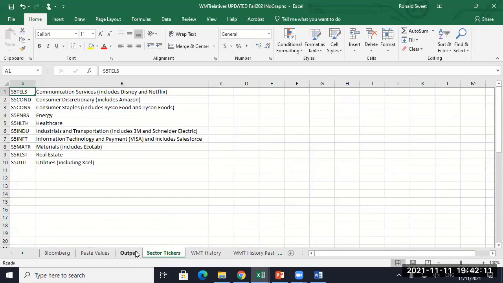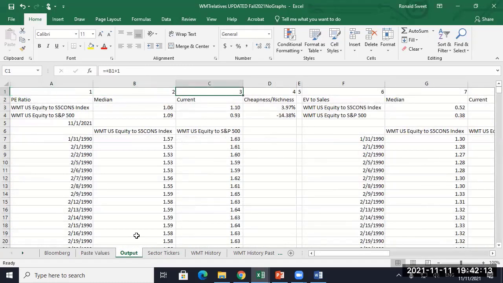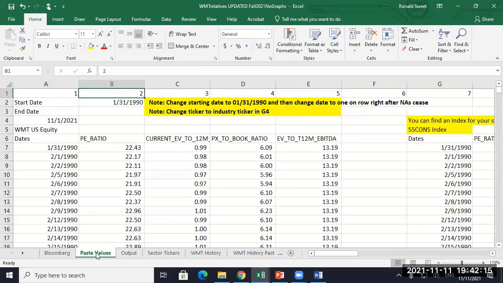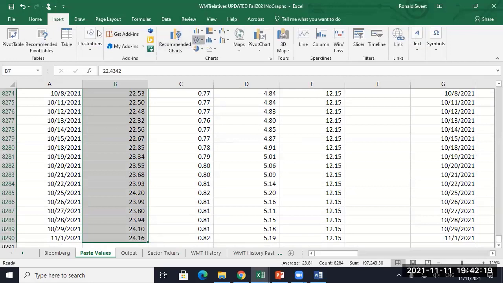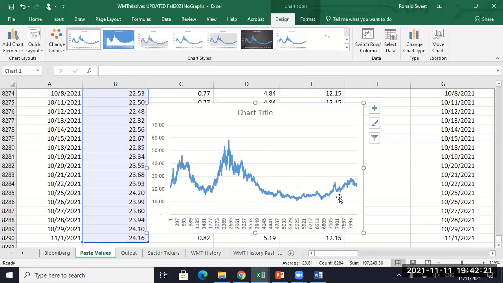All right, so here's Walmart's PE ratio. You could do that, but what's the problem with that? Well, what's the market doing? We know when inflation's high, PE ratios are low, and when inflation's low, PE ratios are high. This may have nothing to do with Walmart's richness or cheapness. The whole market may be doing that. So what do we want to do?